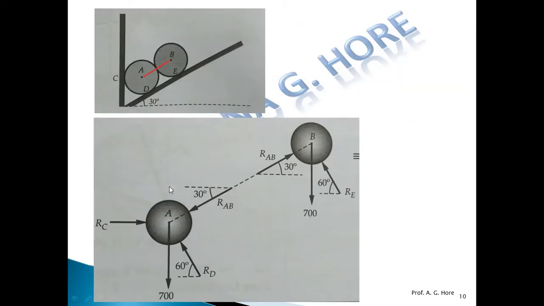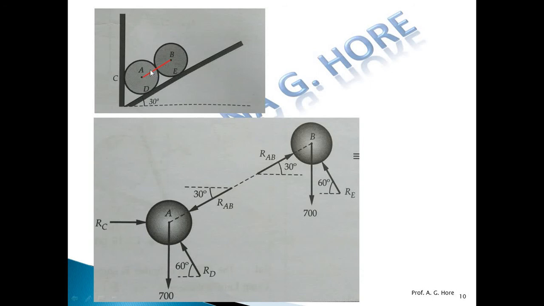Okay, now here separate FBD. Here B sphere, reaction between these two spheres is RAB. Okay, reaction at AB, contact reaction, and this contact reaction for the B sphere is towards the surface. Now angle is 30 degree. How is it 30 degree? Suppose if we join the centers of A and B, this red line is parallel to this inclined plane because these two are identical spheres.